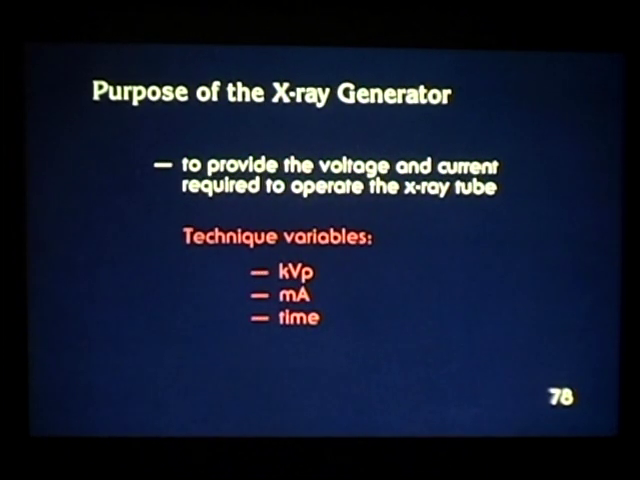You have covered a lot of new material and seen many new circuit diagrams in this lesson. A quick review of the purpose of the X-ray generator may help you to organize the material we have covered. The purpose of the X-ray generator is to provide the voltage and current required to operate the X-ray tube. The various circuits in the X-ray generator allow the radiographer to select the technique variables, kVp, mA, and time.